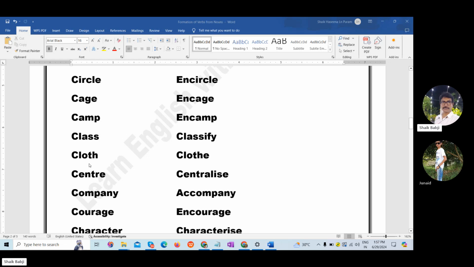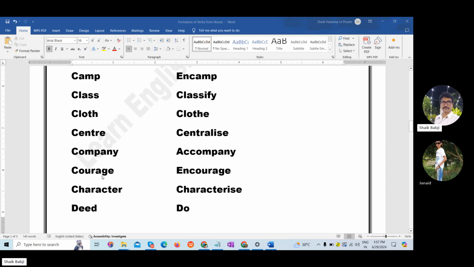Cloth, verb form is clothe. Center, verb form is centralize. Company, verb form is accompany. Courage, verb form is encourage. Character, verb form is characterize. Deed, verb form is do.